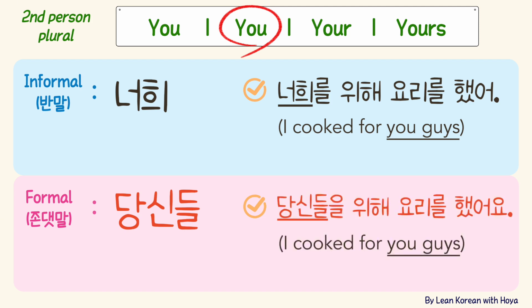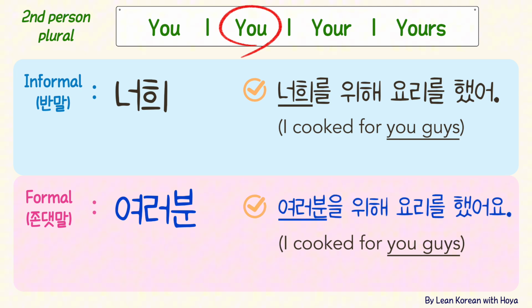당신들을 위해 요리를 했어요. In this case, you can use the word 여러분, which also means you guys, to replace 당신들. So you can say 여러분을 위해 요리를 했어요.